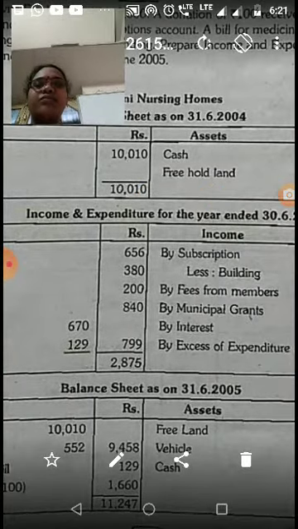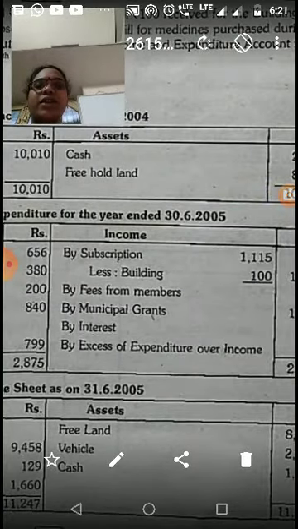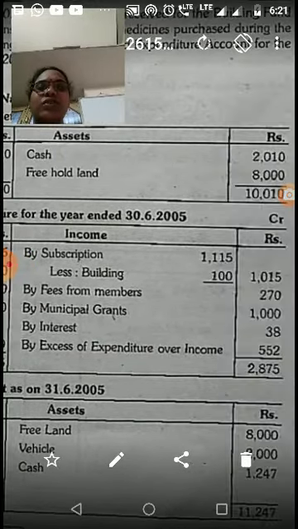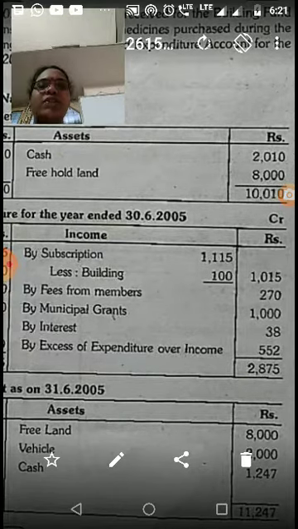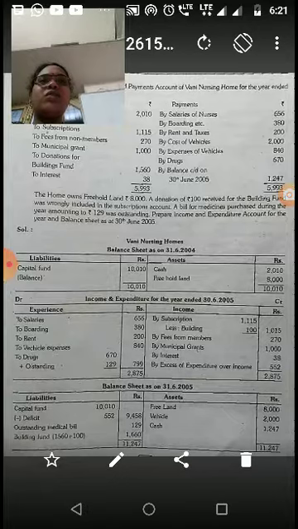The total of liabilities 11,247. Next, freehold land, that is 8,000. Vehicle is 2,000. Then cash closing balance 1,247. That is total 11,247. So this is the balance sheet of the Vani Nursing Home. Now let us discuss another problem.